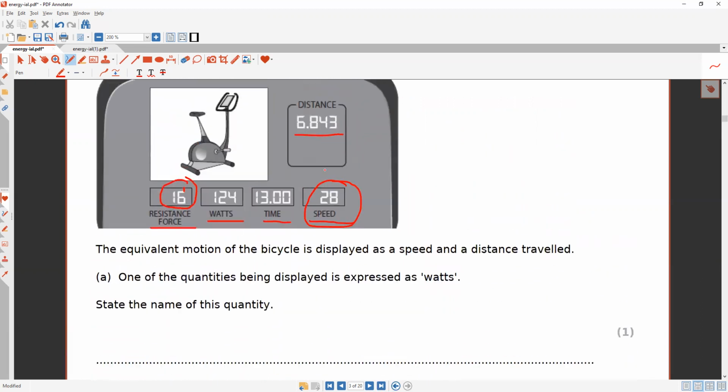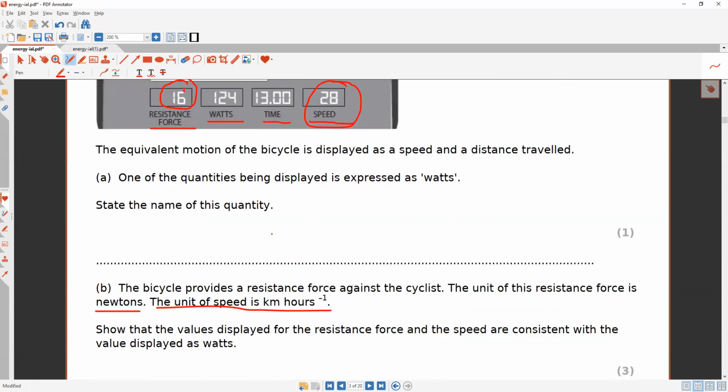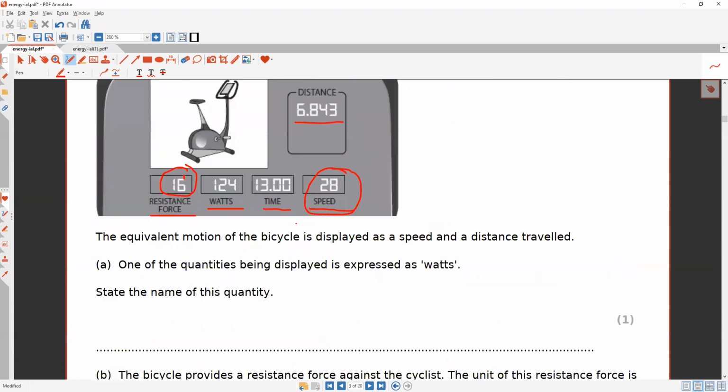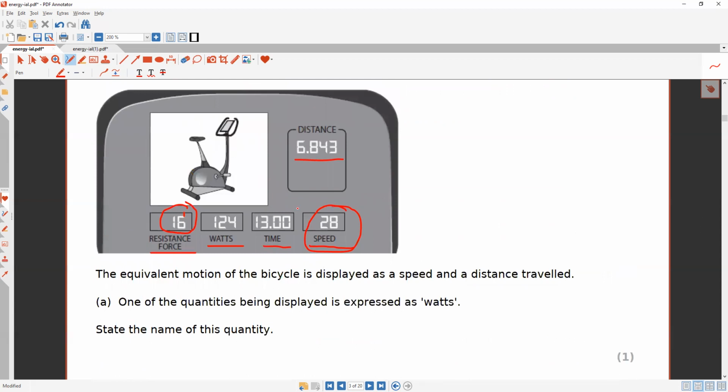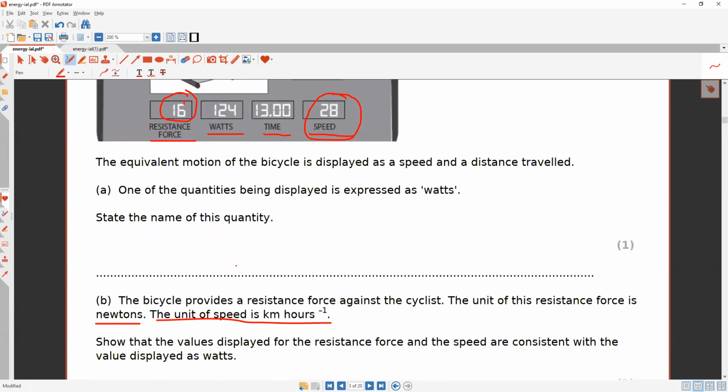Now what is the distance in? Is the distance in kilometers? Show that the values displayed for the resistance force and the speed are consistent with the value displayed in watts. Now, how would I do this? Force into distance by time taken is power, right? Or force into velocity is power. Yeah, what did they say? The speed.